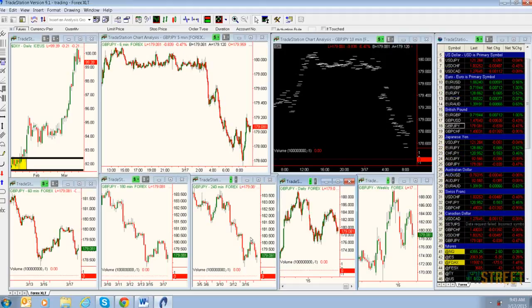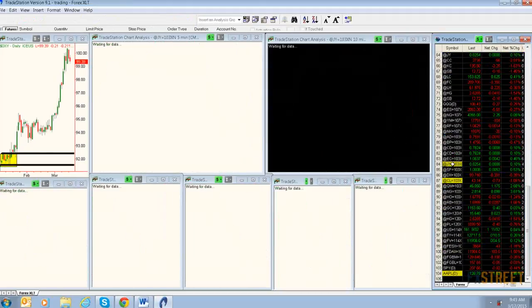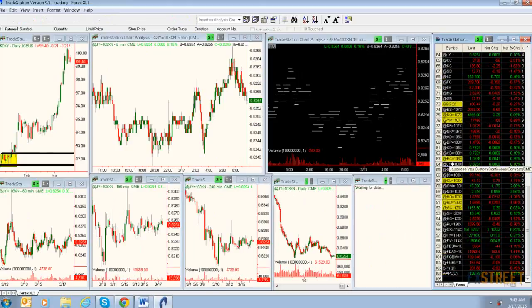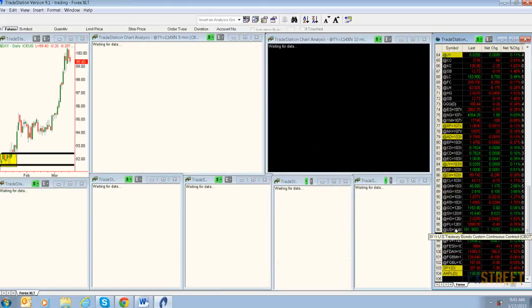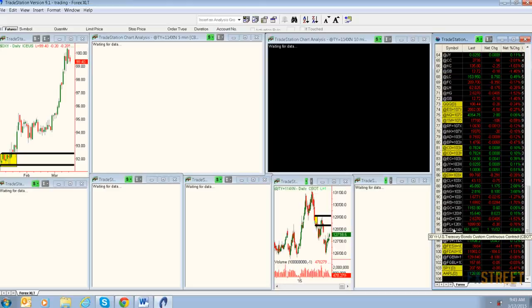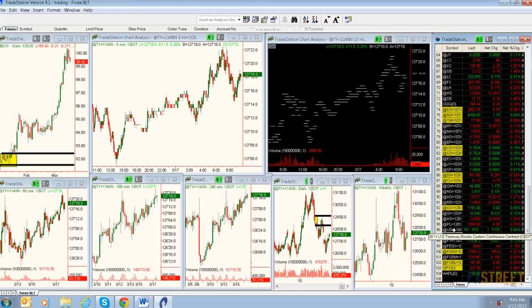Let's go back and look at some other markets. Go back to the futures here. Yen, really nothing to look at here, just moving sideways. Let's go to one of these two markets. Big rally in the bond markets. Let's see the 30-year, that's just up a ton.